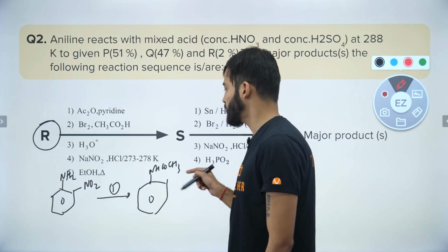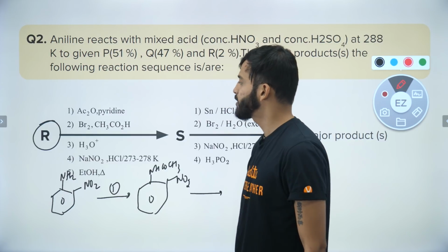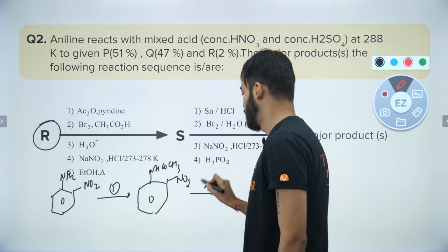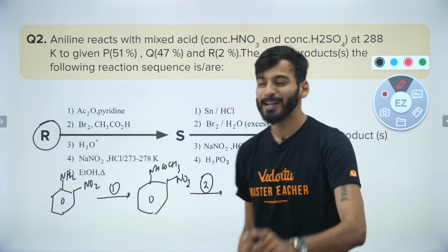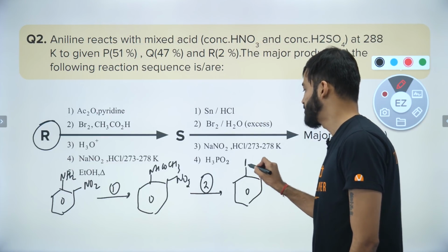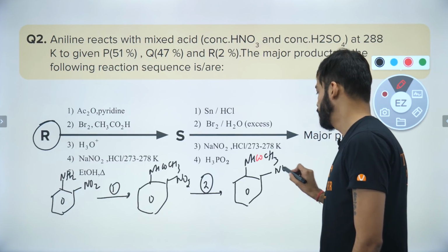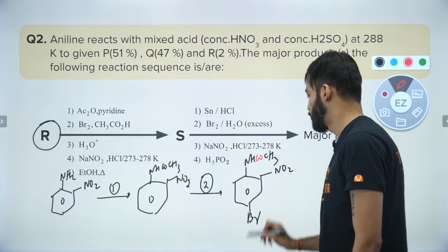COCH3. यहाँ पे ये लग गया, साथ में NO2. Second step is, beta what? Second step is bromination. So you will get only at para position. I hope you understood, because protection कर दिया है आपने. तो यहाँ पे मिल जाएगा NH COCH3 and यहाँ पे आ जाएगा NO2 and here it will be bromine.